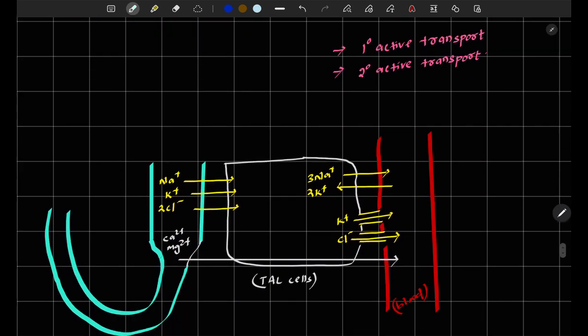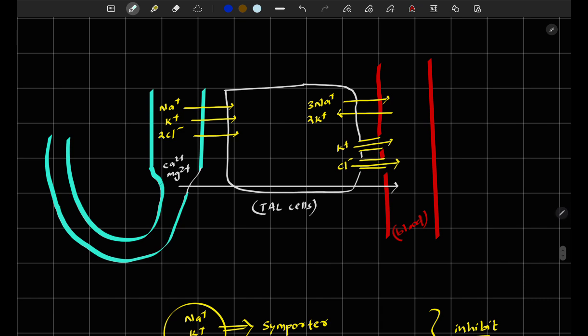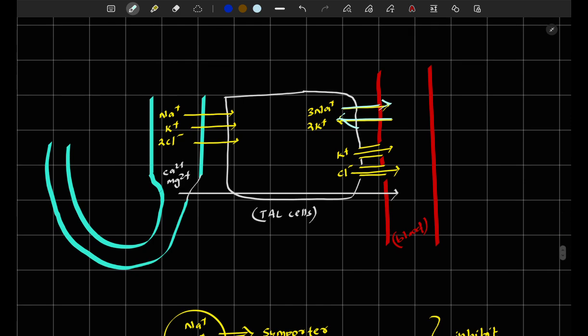Going to some physiology. What is primary active transport and what is secondary active transport? If the energy is used directly for the transfer of molecules against the gradient, then it is called primary active transport. Like the sodium potassium ATPase, which uses energy for transport of molecules against the gradient. So this is primary active transport.